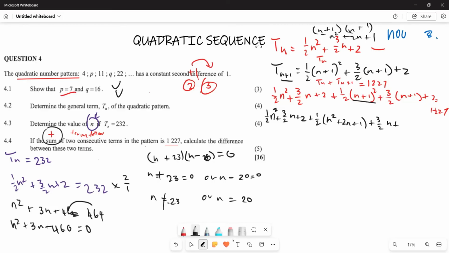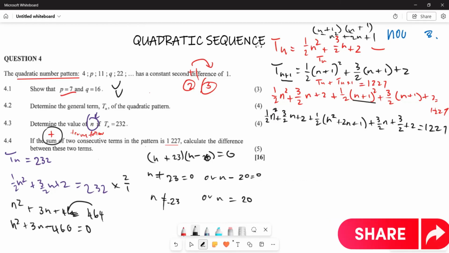Now let's just multiply this one. When you are multiplying that one, what is it that you're going to have? This is going to be 3 over 2n plus 3 over 2 plus 2 equals 1,227, right? So basically that is going to be equal to that. And then what is it that you are going to do now? We are going to multiply with this 1 over 2, the only thing that is left to be multiplied in our bracket.